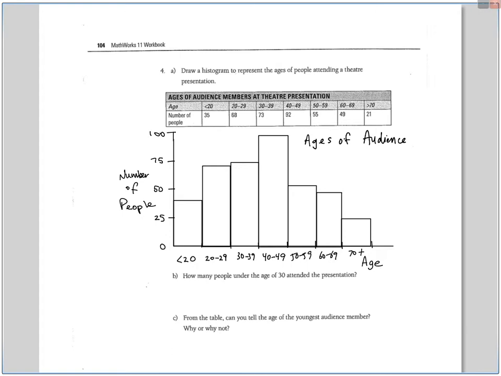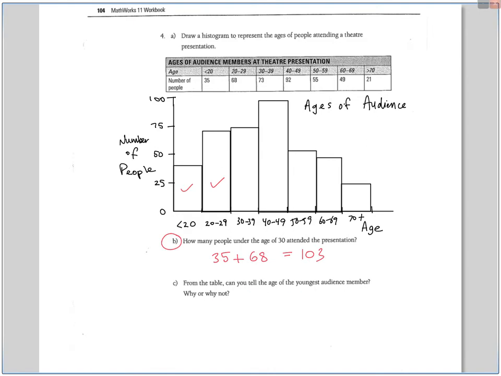Okay, so let's answer some of these questions now. How many people under the age of 30 attended the presentation? Under the age of 30. So does the 30 to 39 count? No. So which bars? The first two. So 35 plus 68, 103. Thank you. From the table, can you tell the age of the youngest audience member? Why or why not? No. Because it's not specific.